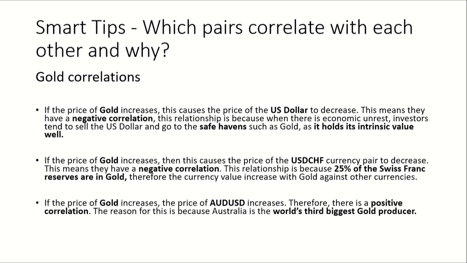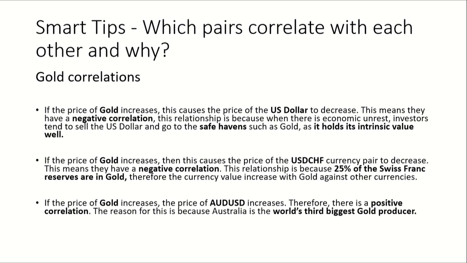Moving on to the Australian dollar US dollar pair. If the price of gold increases, the price of the Australian dollar US dollar increases as well. Therefore, there is a positive correlation because as one goes up, the other one also goes up. The reason for this is because Australia is the world's third biggest gold producer.